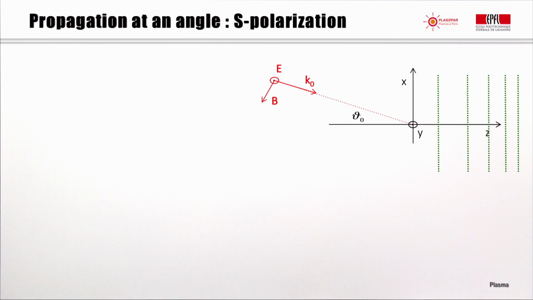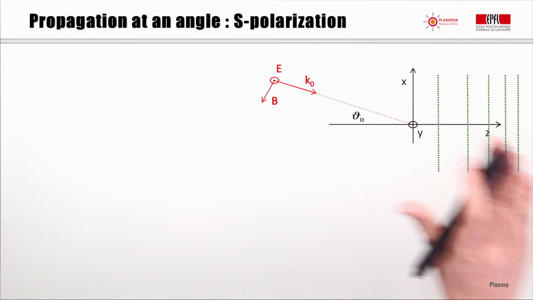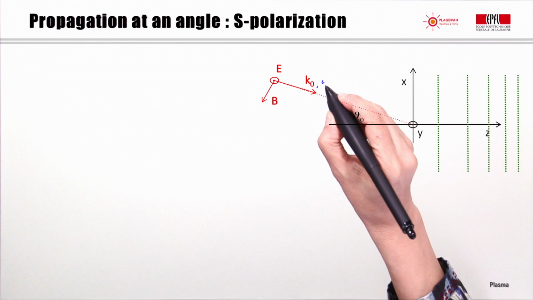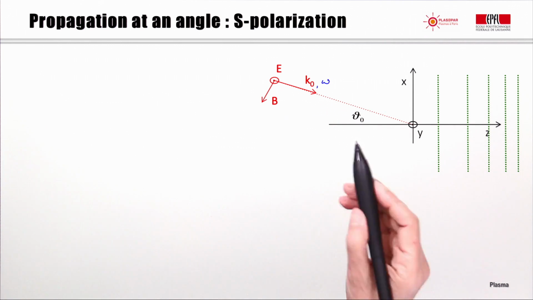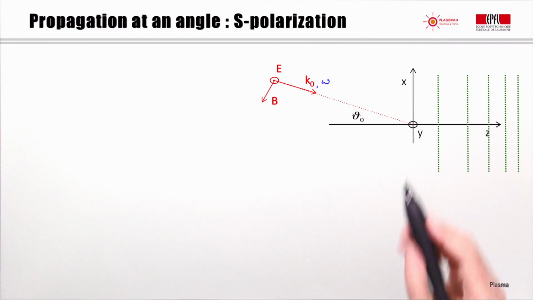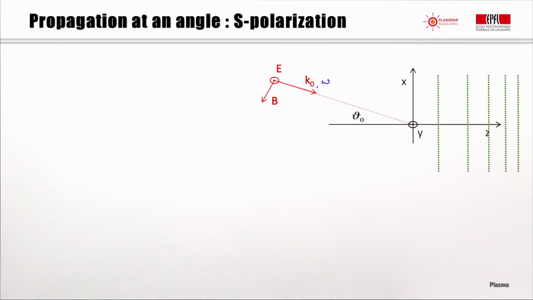We now have a top view of the electron density increasing along Z. We consider a light wave that is propagating in the XZ plane at an angle with respect to the normal to the surface. The initial value of the wave vector is k0, the frequency is omega and stays constant, and the initial angle is theta 0. The wave here is linearly polarized and has S polarization. This means that the electric field is along the y direction and is orthogonal to the gradient of the density.